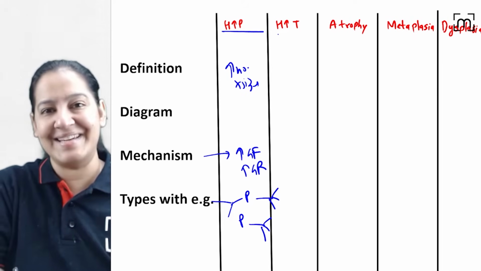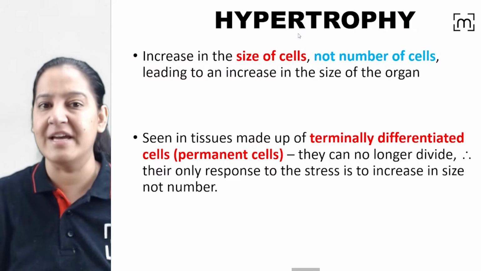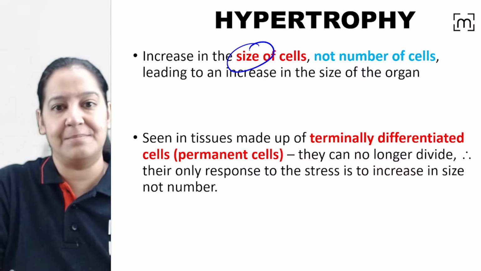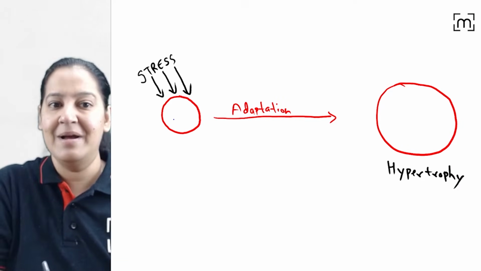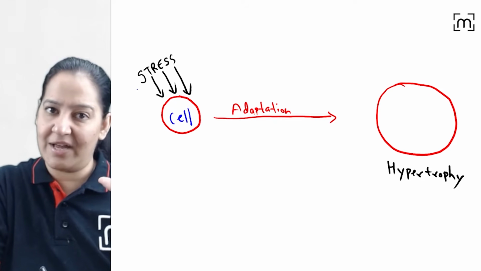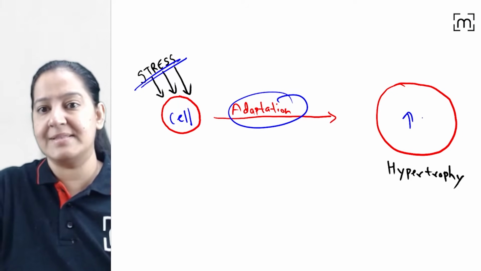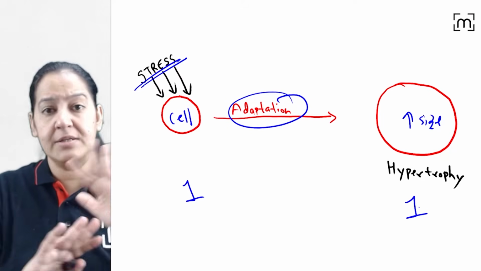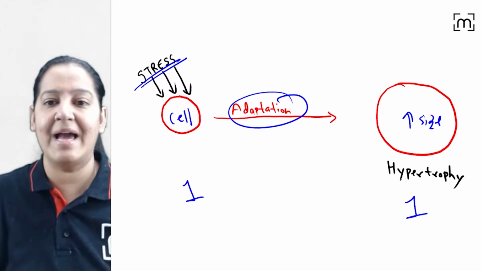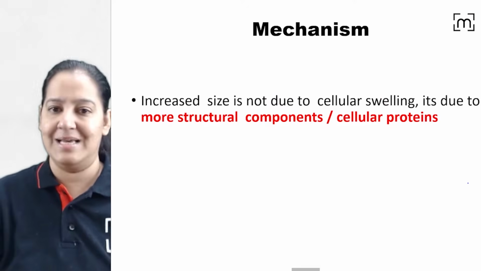Coming on the second, that is hypertrophy. Shall I start the hypertrophy? So hypertrophy is increase in size but not the number. See the diagram. This is a cell under homeostasis. Whenever the stress is acting, the cell is doing the adaptation by increasing in size. Here also we have one cell, here also we have one cell. There is no increase in number but increase in size, that is known as hypertrophy. The word trophy means size.